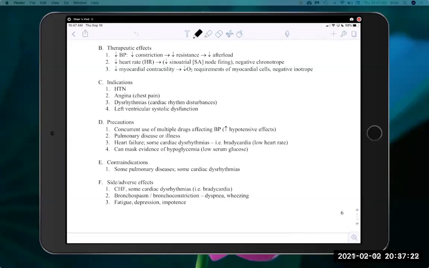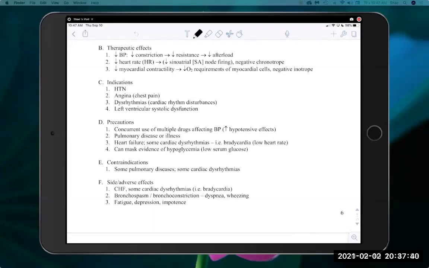So what happens is we have a decrease of that sinoatrial node firing. Remember, that's our SA node, our pacemaker of the heart. Okay, so we call this a negative chronotrope. Anything that's going to decrease the heart rate and works on that SA node is called a negative chronotrope.